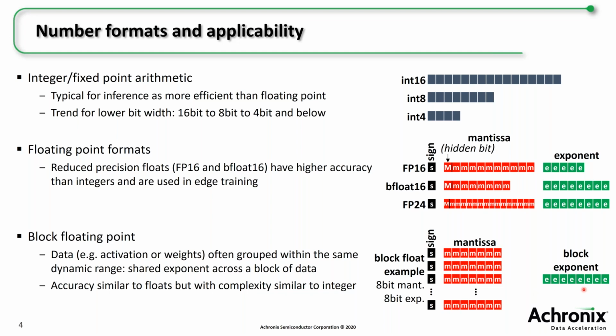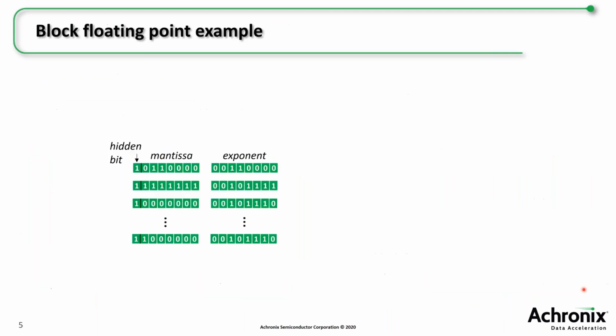So the combination of the two gives you better dynamic range than integer arithmetic, but not the complexity that you have with barrel shifts and leading zero detects in floating point, which adds to the complexity and adds to the power consumption in that case. Next, what I'd like to do is just step through an example of some block floating point numbers, just so you get a good idea about how this all works.